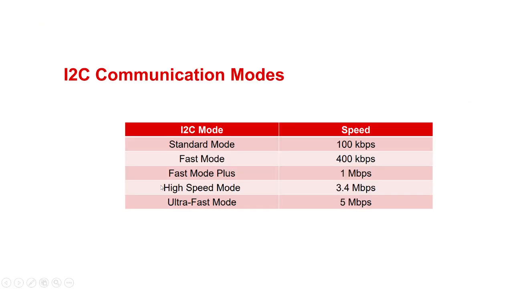So basically, in I2C communication, there is a standard mode. Standard mode means speed 100 kbps. Actually, in serial communication there is a term called baud rate. There is a bit rate and a baud rate. What is bit rate? Bit rate is nothing but the number of bits transmitting per second. Okay, that is bit rate.